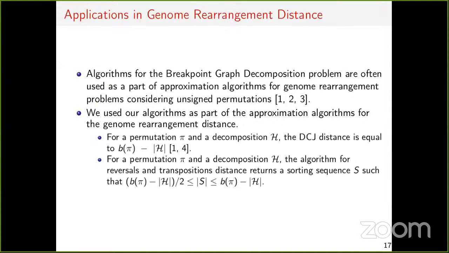And the second model we used is a model that uses reversal and transposition rearrangements to sort the permutation, and there we have a lower bound and an upper bound for the size of the sorting sequence. The lower bound is the number of breakpoints of the graph minus the size of the decomposition divided by 2, and the upper bound is just the number of breakpoints in the graph minus the size of the decomposition.